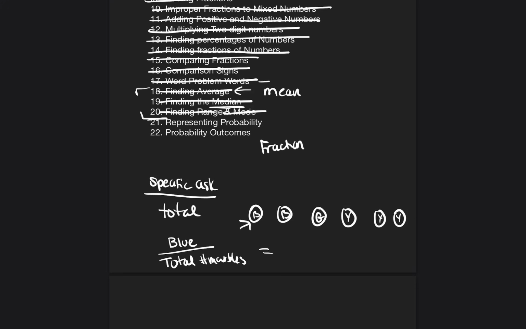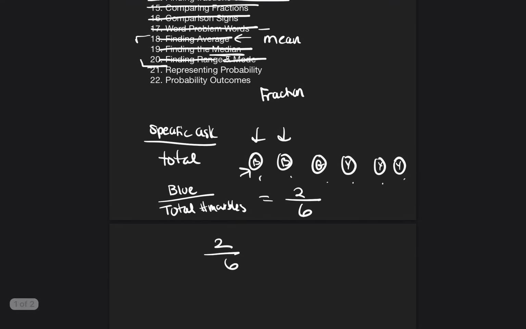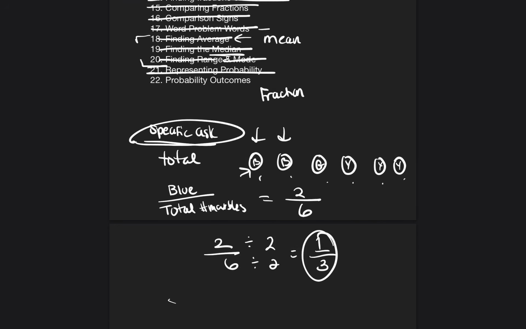So how many blue marbles are there? 1, 2. So my numerator would be 2. How many total marbles are in the bag? 1, 2, 3, 4, 5, 6. So my fraction would be 2 over 6. Now, I'm going to go ahead and reduce that because I'm dealing with fractions. It's always good to reduce fractions. So I'm going to divide the top and bottom number by 2. 2 divided by 2 is 1. 6 divided by 2 is 3. So 1 over 3 would be how to represent this event in a fraction form. So representing probability, you put the specific ask over the total.